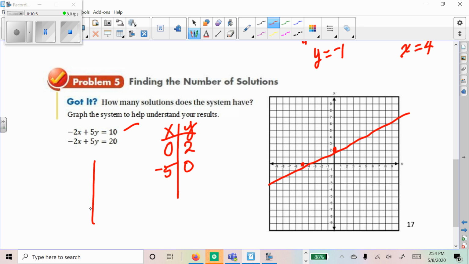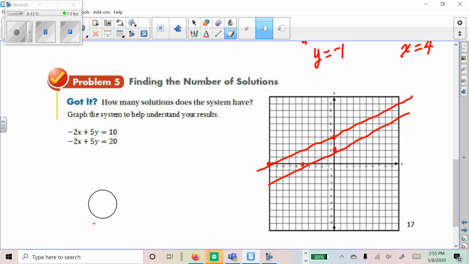And then for the bottom equation, same thing. Put in 0 for x, y would be 4. Put in 0 for y, x would be -10. So we have -10, 0. And we have 0, 4. And if I draw that line, so here's the deal now. It looks like these lines are parallel.